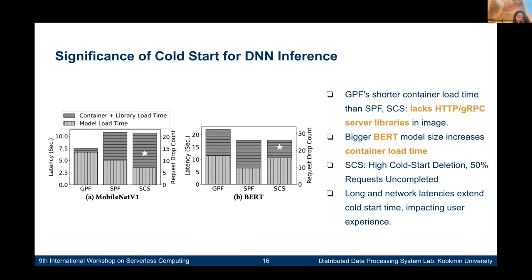In the GPM, and say total inventory libraries in the image, the container loading time is relatively shorter compared to the other tools. However, due to the version, it faces a significantly larger time for loading all containers. Additionally, NCF experiences a substantial number of cold start requests, with nearly half of the requests not completed. It should be related to an issue related to cold start as well as warm start.